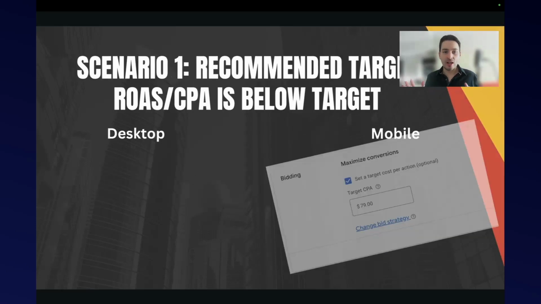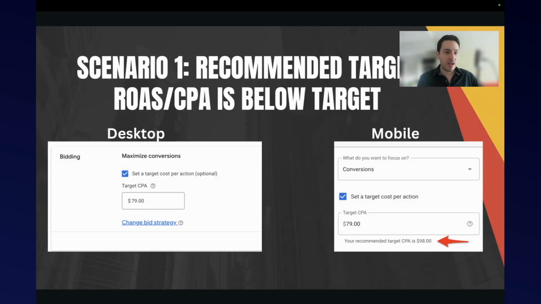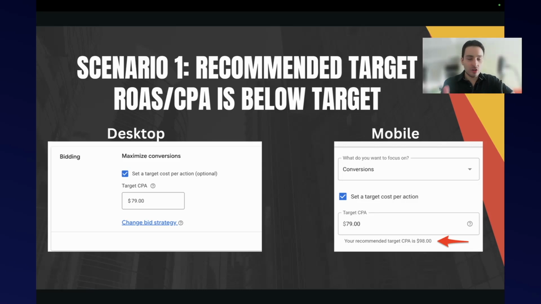So let's say you have scenario number 1. This is another account where I have a target CPA of 79 on desktop, and on the app, it's giving me a target CPA of 98. If Google is saying the target CPA is 98 and I have it at 79, what is very likely happening is that I'm underspending. My campaign is not able to achieve this target CPA. Therefore, Google will start to underspend. And if one of my goals is to spend the budget, then that is going to be an issue, right? So you have to find that balance or that compromise.